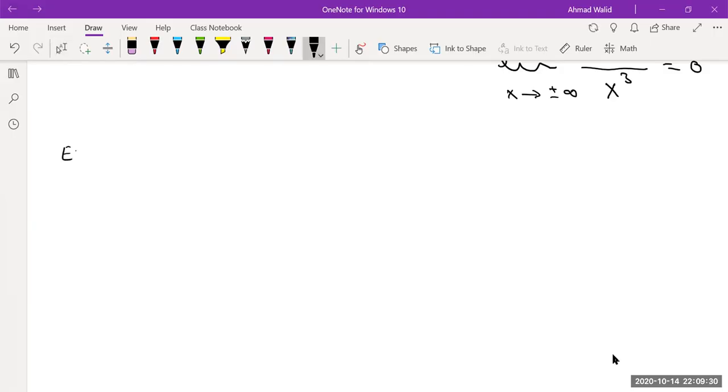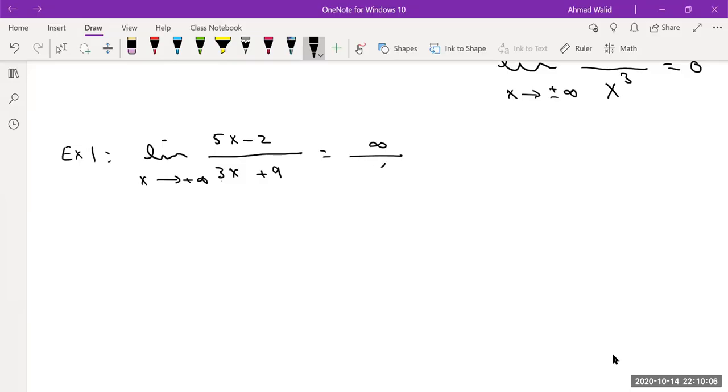Example number 1: find the limit of 5x minus 2 over 3x plus 9 as x approaching, for example, positive infinity. Look, immediately, if you plug in infinity to your function, 5 times infinity gives you infinity, infinity minus 2 gives you infinity. And 3 times infinity gives you infinity, infinity plus 9 gives you infinity.